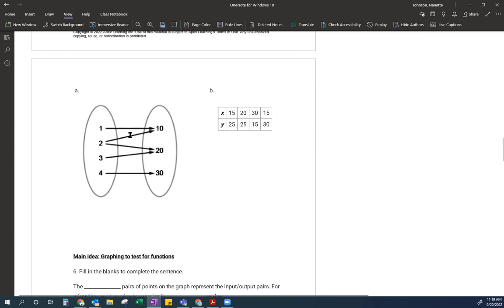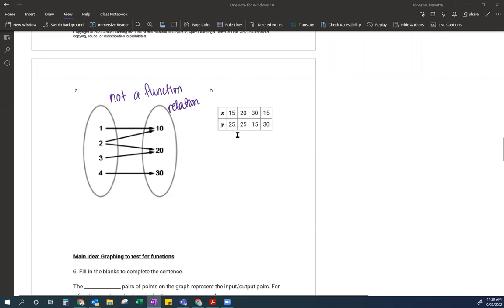2 has 2 birthdays. 2 can't have 2 birthdays. So this is not a function. Okay, so this one is not a function because 2 can't have 2 birthdays. So if it's not a function, you can call this a relation. Every function is a relation, but not every relation is a function, okay?